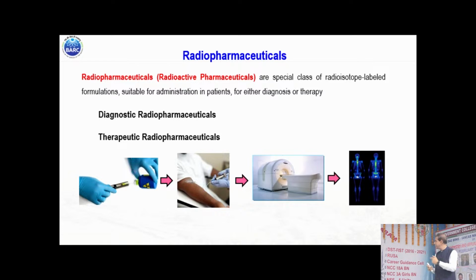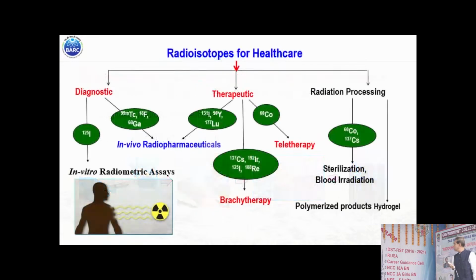So, by definition, it is a special class of radioisotope-based preparation which is suitable for administration in patients. Its quality is so good that you can administer it in humans, and it is used either for diagnosing diseases or for the treatment of diseases. So, it can be of 2 types. One is called diagnostic radiopharmaceuticals, the other is called therapeutic radiopharmaceuticals.